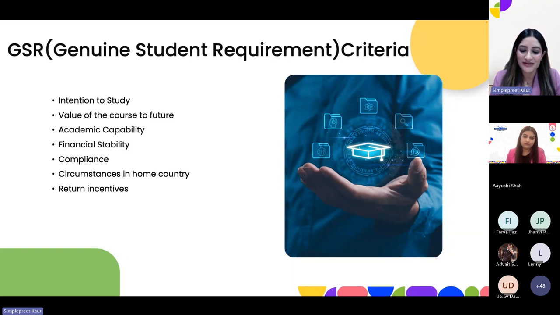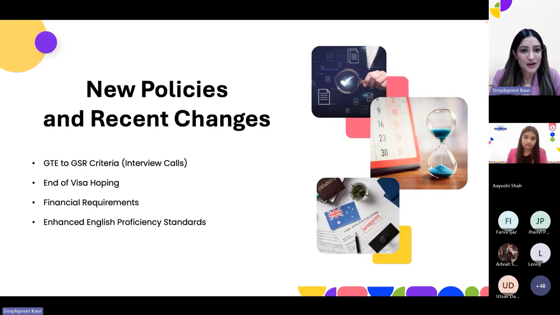In order to get a positive outcome of the student visa. Okay, so let's talk about the new policies and the recent changes which have lately been implemented by the Department of Home Affairs. We have already talked about the GT to GSR criteria. GT was the previous name. Now the name of this criteria has been changed, which is GSR criteria.